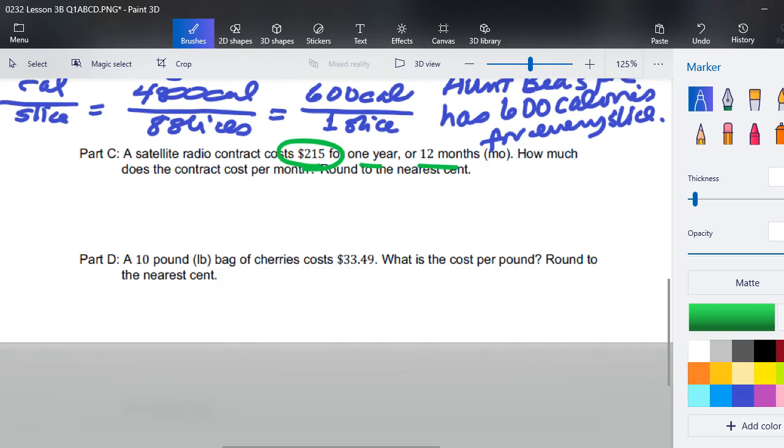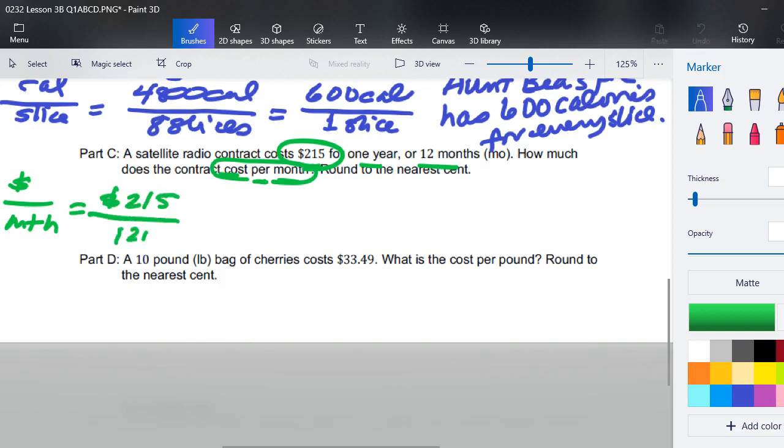How much does the contract cost? Oh, there's our winner right there. Cost per month. So I'm going to do my little thinking on the side, cost per month. If I have $215 as my cost and I have 12 months that I'm dealing with, I have written the fraction that they've asked for. That's a great plan to write down and reduce mistakes.